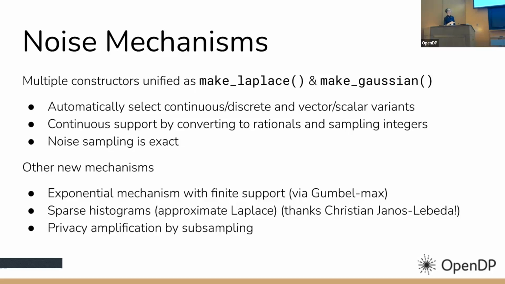A couple of other ones: we have a version of the exponential mechanism with finite support, and sparse histograms. The sparse histograms are done through approximating class projections. It's a great example of an external contribution done by someone in the community. Thanks a bunch to Christian for that. Hey, thank you.